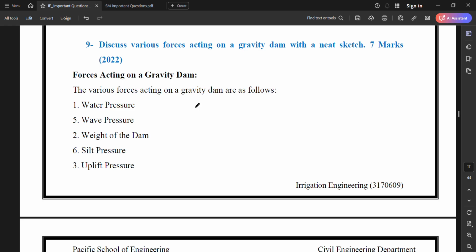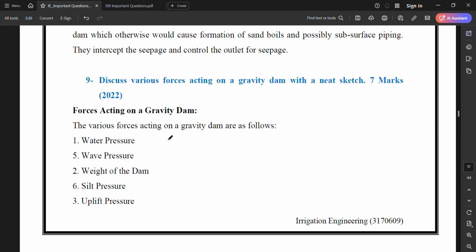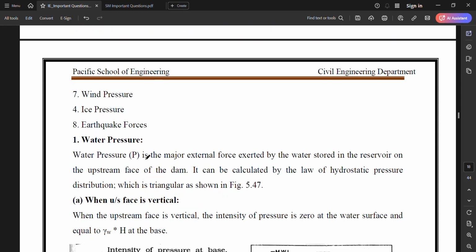The various forces acting on gravity dams are as follows: water pressure, wave pressure, weight of the dam, silt pressure, uplift pressure, wind pressure, ice pressure, and earthquake pressure. So those eight pressures are acting on a gravity dam or any kind of dam. Now, first is the water pressure.